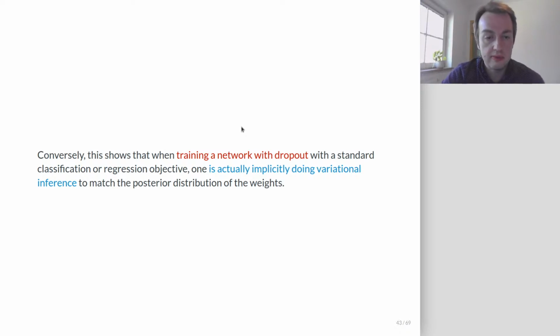Okay, so this is just what I said actually. This shows that indeed when you train a network with dropout with a standard classification or regression objective, what you are actually implicitly doing is variational inference to match the posterior distribution of the weights.